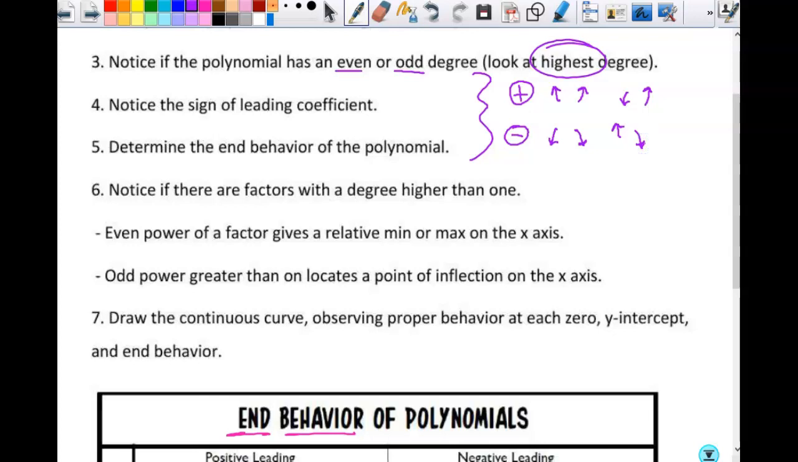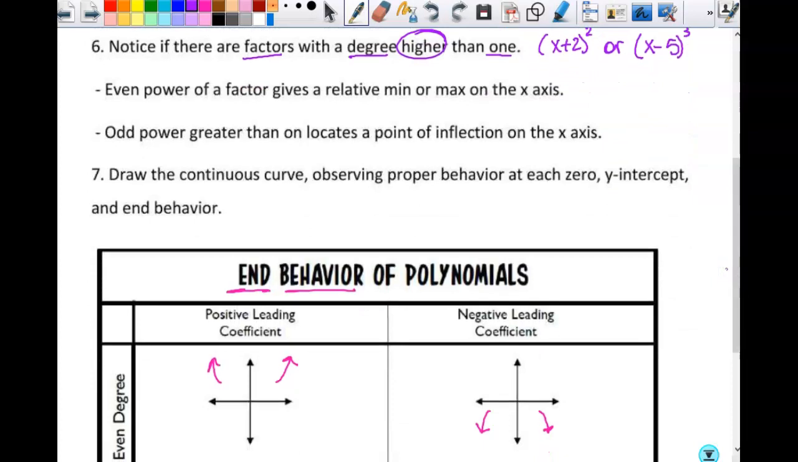Then we want to notice if there are factors with a degree higher than 1. So what that would look like is I might have x plus 2 squared or x minus 5 cubed. That would mean the factor has an exponent or a degree higher than 1. If that happens, then here are the two things that we know about it. If I have an even power, so this one right here, this is your even power. An even power of a factor gives a relative min or max on the x-axis. So that would mean whatever else could be going on in our function, it would just come down, and basically that makes a bounce.